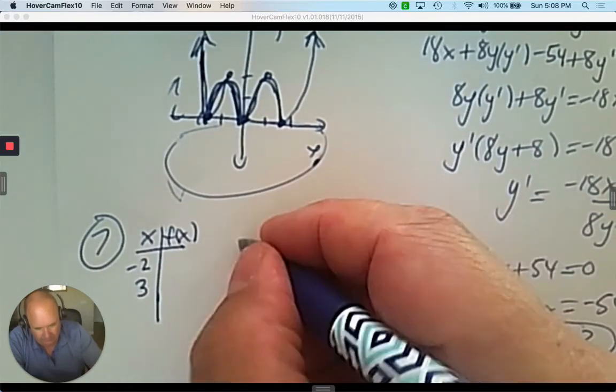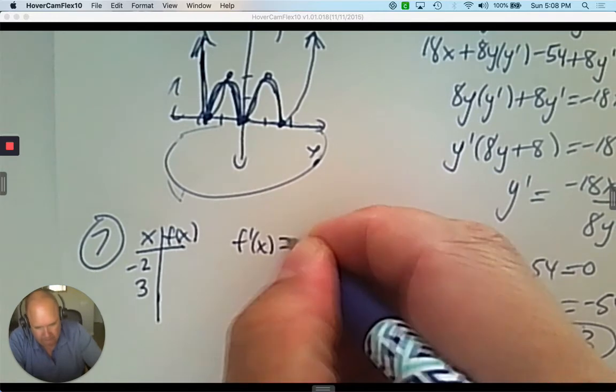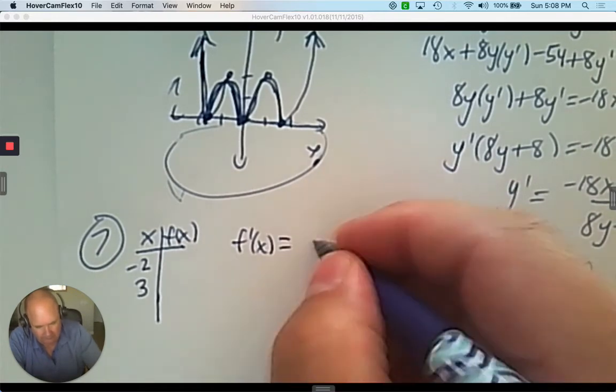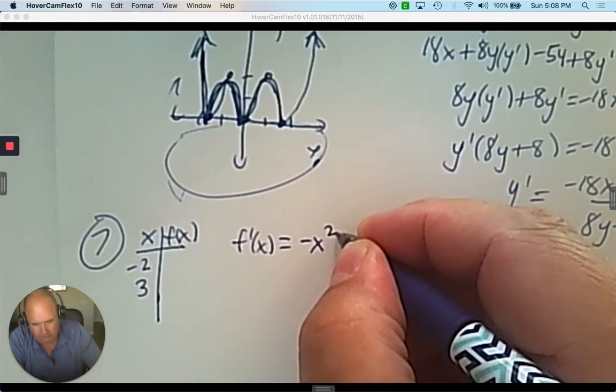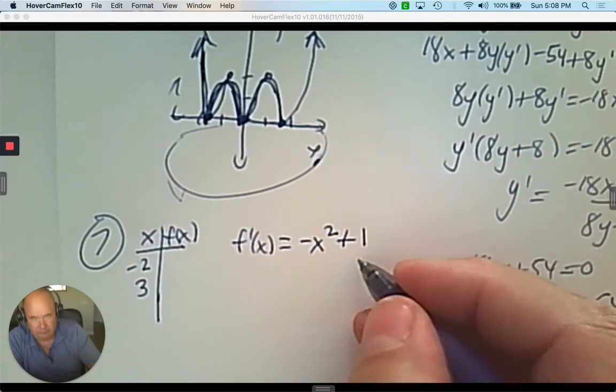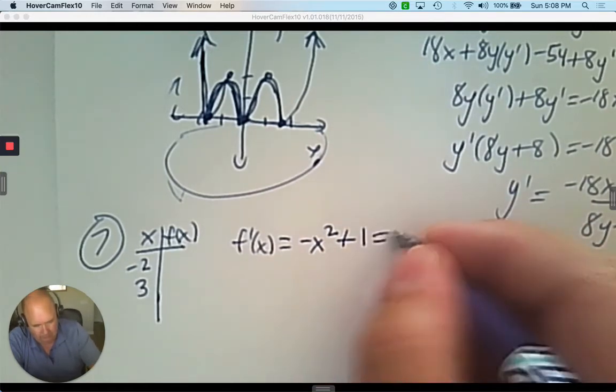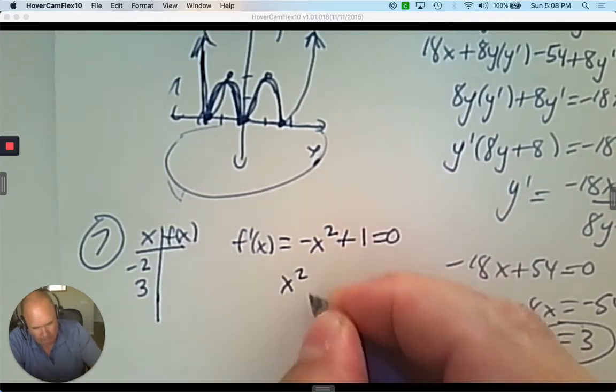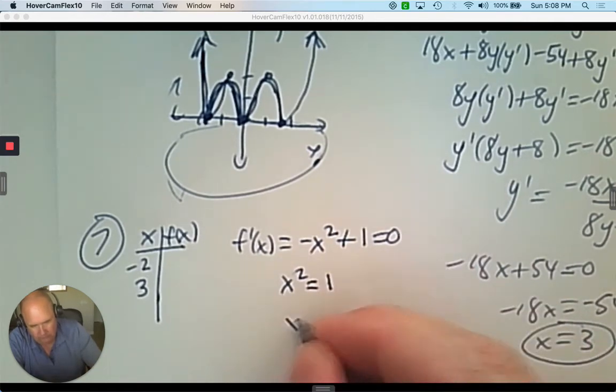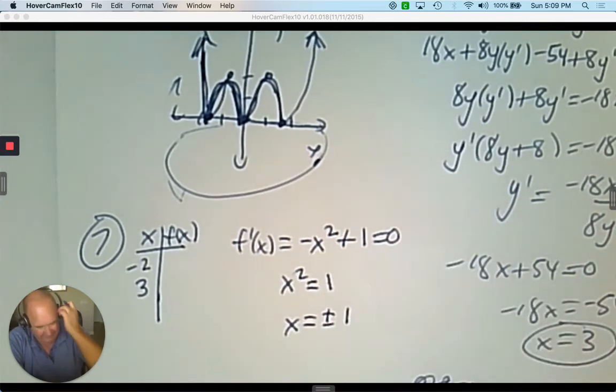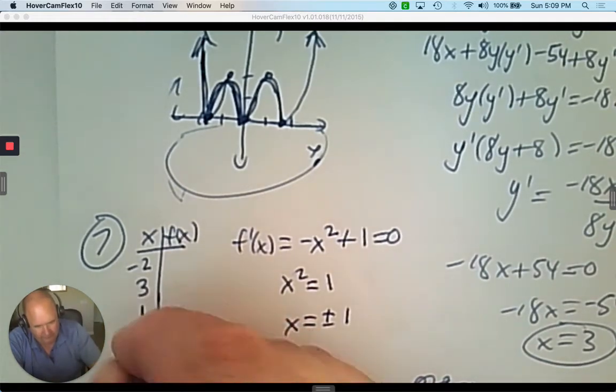To find the other critical numbers, we need to take the derivative. So 3 times -1/3 is -1x squared plus 1. That's the derivative. Make it equal to 0. So we're going to add x squared, take the square root. So it's positive and negative 1. So I need to make sure I add +1 and -1.